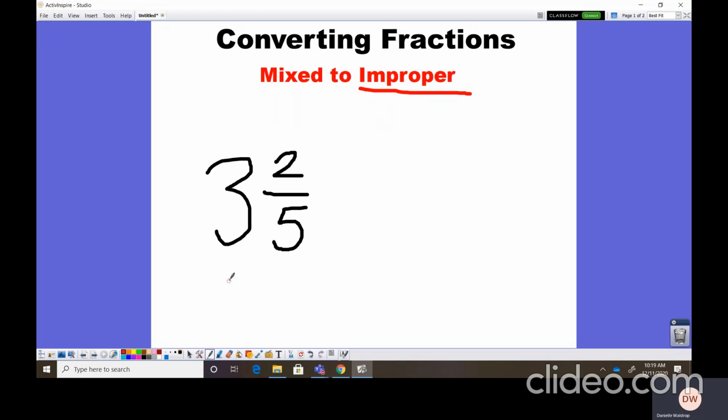How you do this is there's a couple of steps to follow. You start with your whole number, and you take the 3 and multiply it by the 5. So you go from the 3 to the 5, and you multiply. Your first step is to think, okay, 3 times 5. This is why we have been practicing multiplication and division as well. We'll do division in just a second when we go from improper to mixed. You have to know your multiplication and division facts to work with fractions. What is 3 times 5? Well, 3 times 5 is 15.